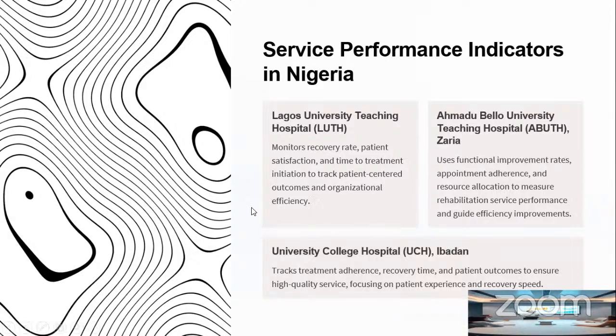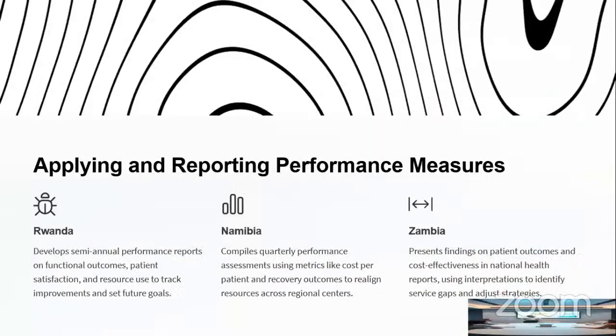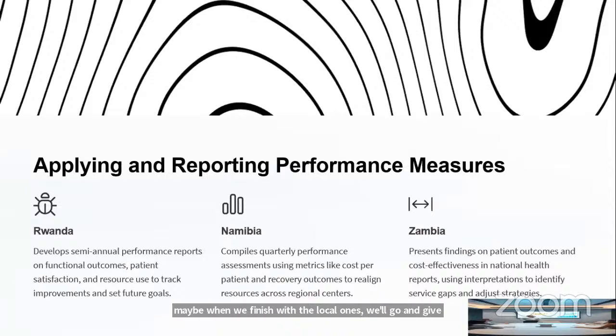Yeah, next is applying and reporting performance measures. So maybe when we finish with the local ones, we will go and give attention to these multinational organizations.